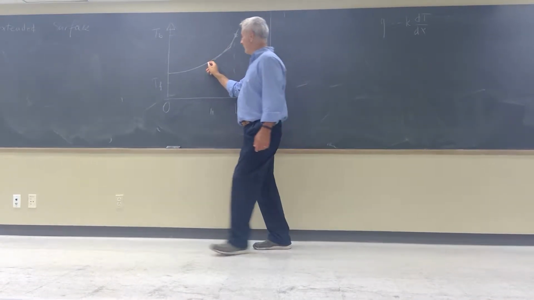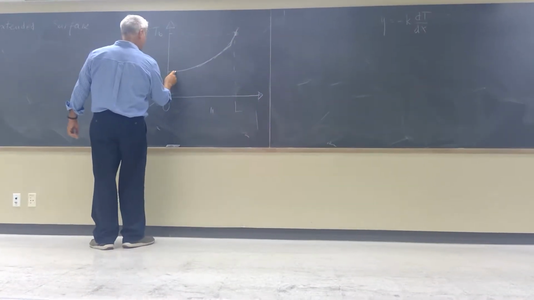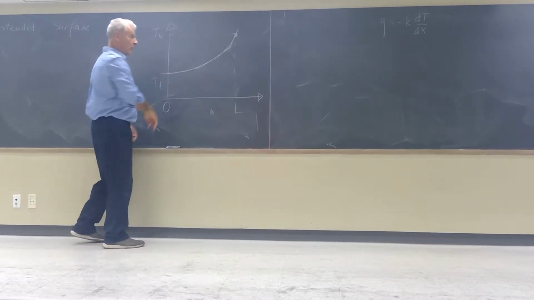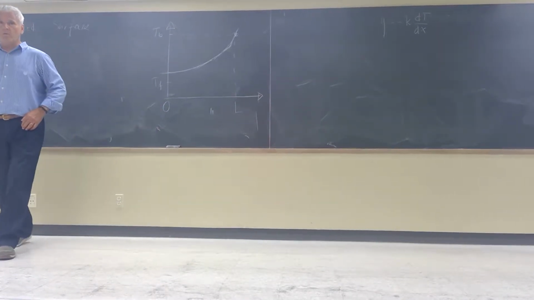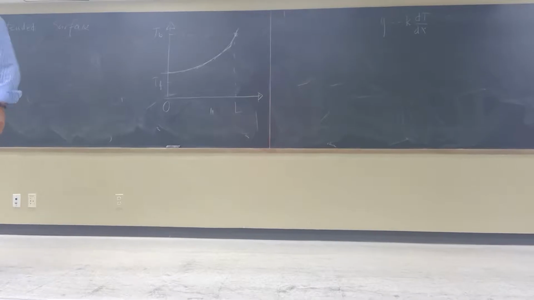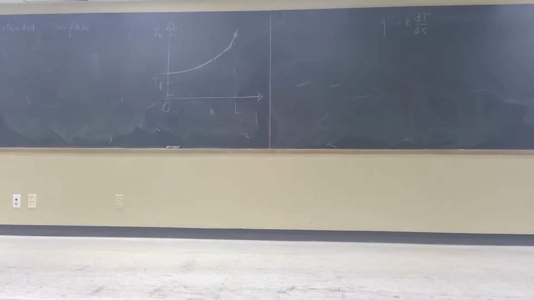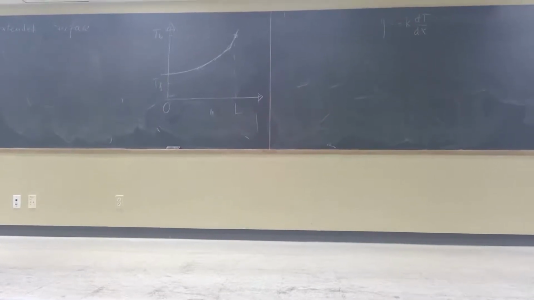That slope is greater than that slope, which is greater than the slopes as you move towards the tip of the fin. Does this make sense? All right.